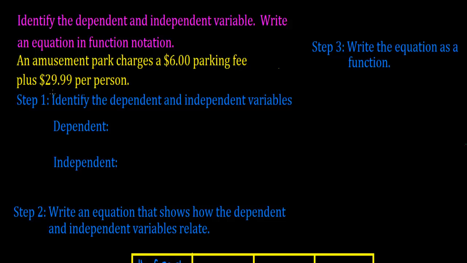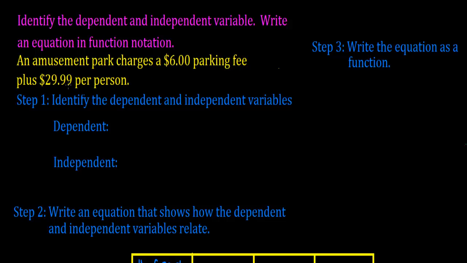So to do that, let's first identify the variables. An amusement park charges a $6 parking fee plus $29.99 per person. So that means that the total cost in this park depends on what? Does it depend on the parking fee? No, the parking fee is a fixed fee. It doesn't matter how many people go in your car with you. The parking is $6, okay? So the total cost for this amusement park does not depend on the parking fee.